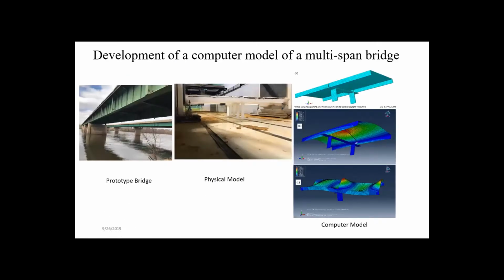So really, our goal is to develop a computer model of a multi-span bridge. And here's the challenge. We have a prototype bridge, a real bridge. We have a physical model, and we have a computer model. And toward the end, we want to use this computer model to predict damage based on information from forecasting before the events. And this model should get motion sensing or other sensor data from the bridge and then predict what's happening. And after that, we see how much loading capacity the bridge can take.